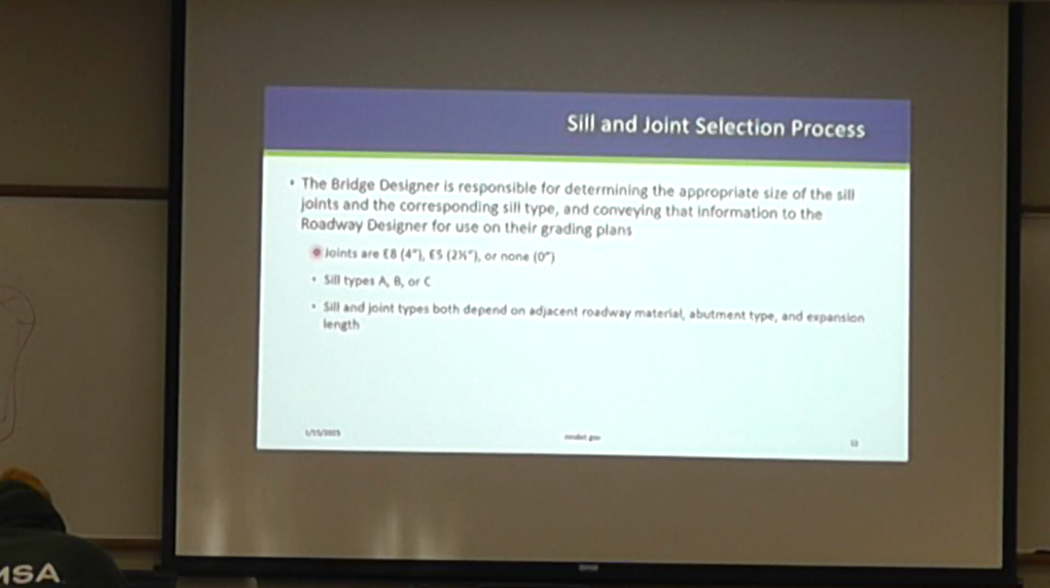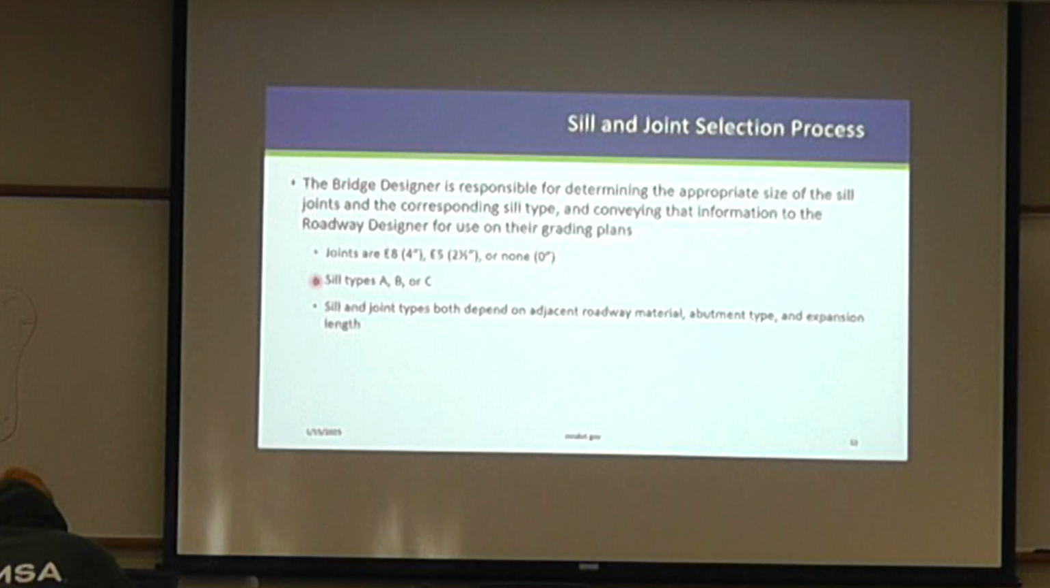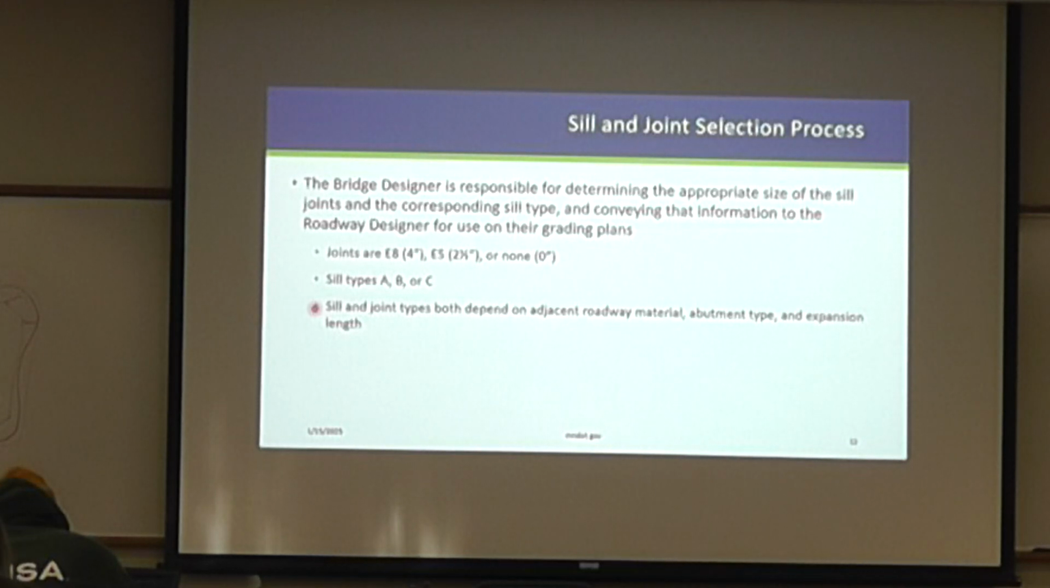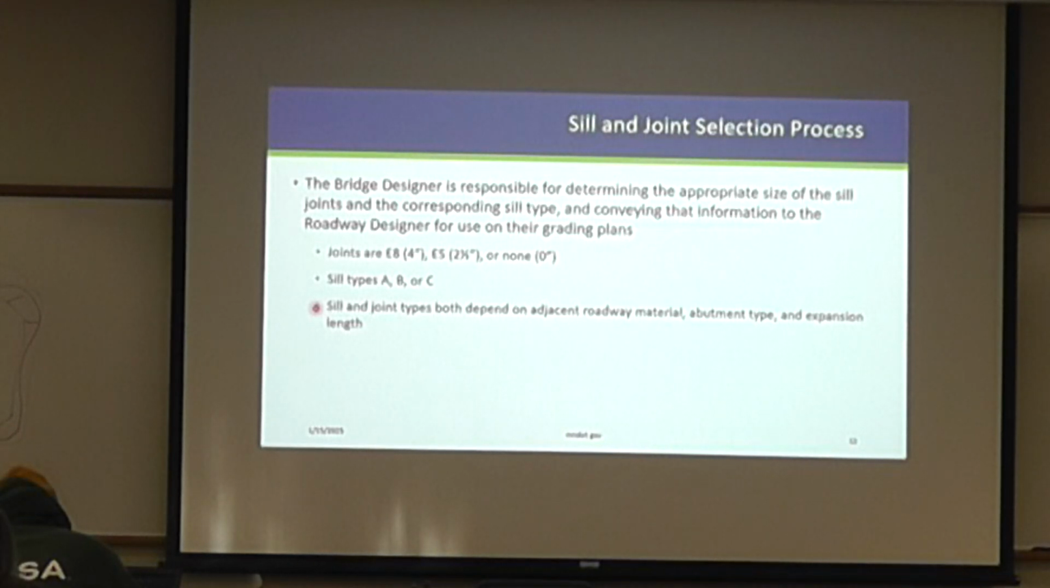So that's the joint types. There's 3 different types, and then the sill types is also 3 different types, and I'll talk a lot about this later on. But they're called types A, B, or C. And then really the sill and joint types are both going to depend on the adjacent roadway material, the abutment type, and the expansion length. So these should all be dictated in the front sheet of the approach panel plans. So you guys don't have to be figuring this out, but the engineers should be figuring out what joint size is required, what sill type, and indicating that on the plans.